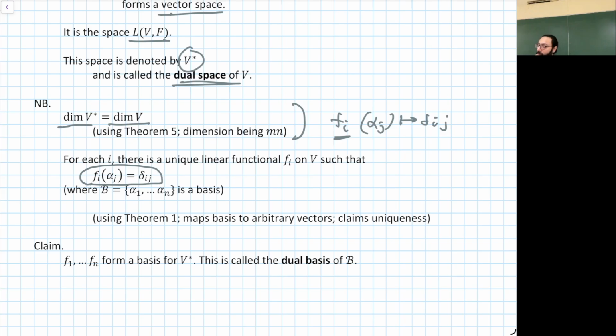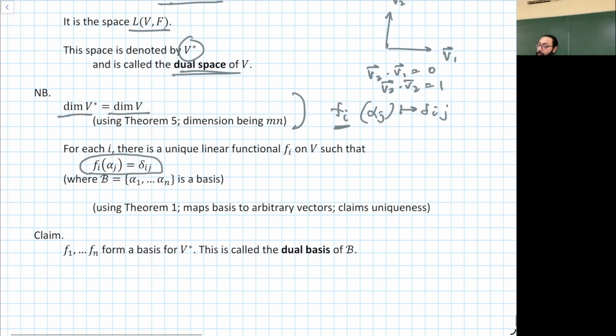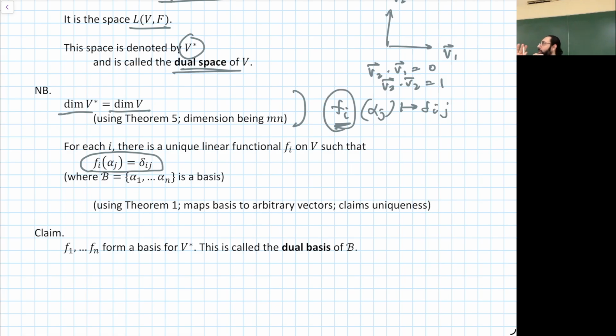Okay, so this is very much like when you're doing your orthogonal vectors, right? So if you have, say, vector 1 and vector 2, we know that vector 2 dot vector 1 is 0, and vector 2 dot vector 2 is 1. Okay? So it is basically generalizing that idea. It's saying that there is some linear function, and it will give you 1 for exactly one vector and 0 otherwise. And it turns out that f1 through fn spans the set of all linear functions.